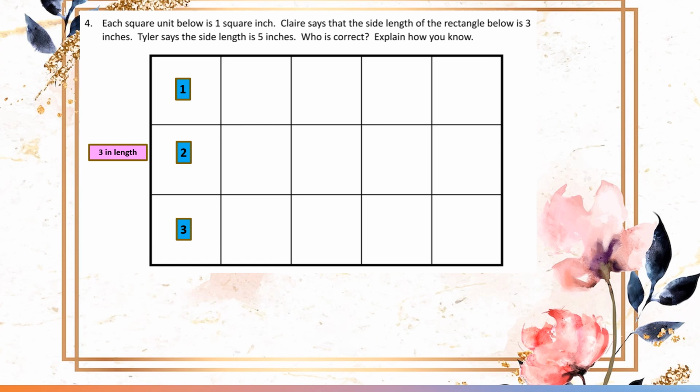Now, let's check the width. We're going to start at that upper right-hand corner using the number 1 that's already there. And we're going to count going straight across. So we have our 1 there already. 2, 3, 4, 5. Now this side is 5 inches, just like Tyler says. So that means that the width is 5 inches.